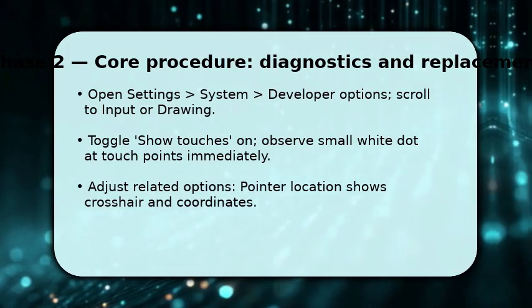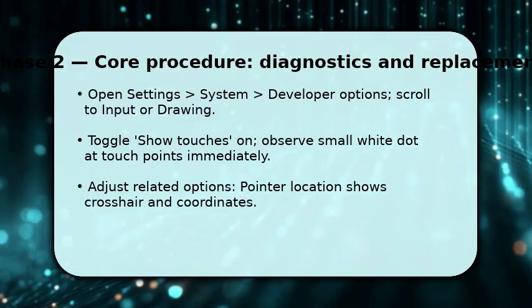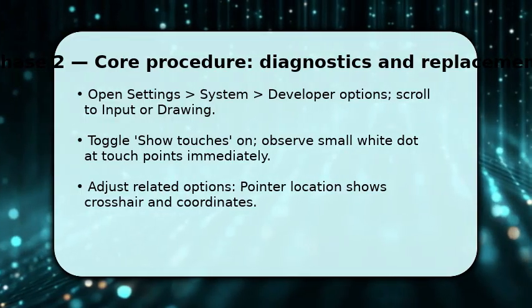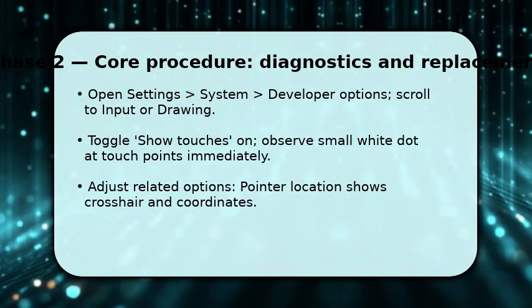If you need more diagnostic detail, enable Pointer Location. That overlays crosshairs and coordinate data, which helps when recording precise gestures. Remember, Show Touches is purely visual and won't interfere with input. It simply draws a marker.